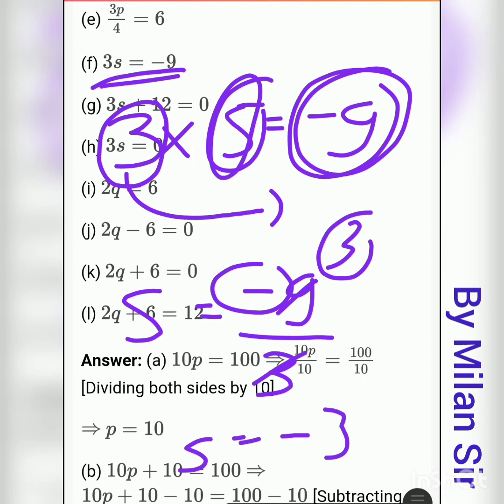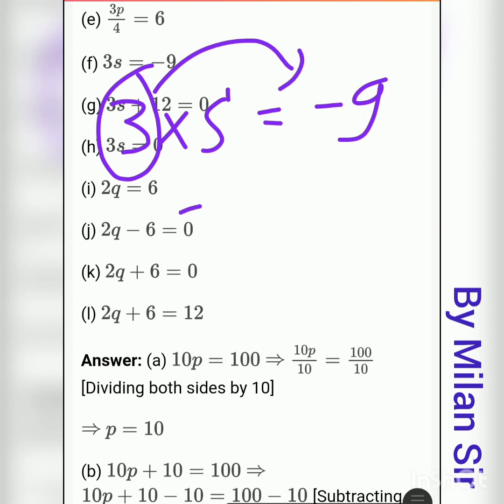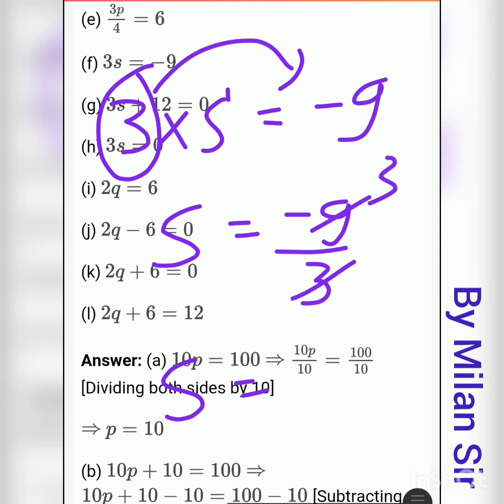Again, here 3s, that means 3 multiply s, is equal to minus 9. Transfer this 3 to the right hand side, it goes to the denominator. So minus 9 divided by 3. So 3 3s are 9, right, here we have the negative sign, so minus 3 is our answer.